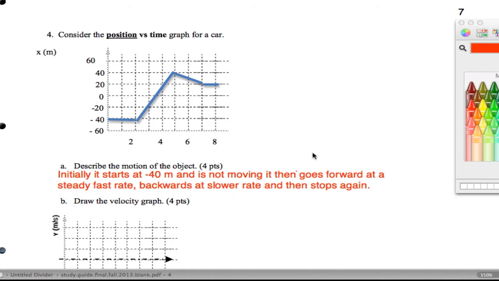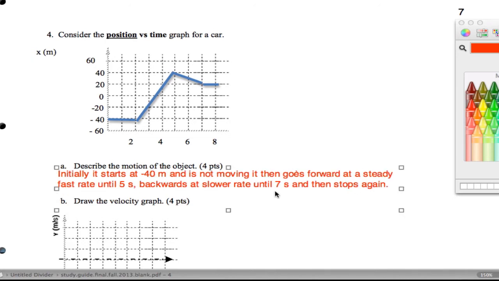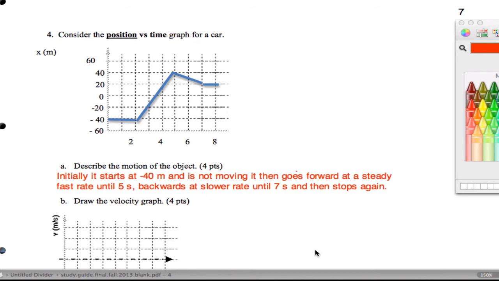write it like this, and then we also want to make note that it goes forward at a steady fast rate until 5 seconds. It goes backwards at a slower rate until 7 seconds, and then stops again. That's really how we want to write this. We want to be careful to make sure that we're really putting this in a lot of good detail.